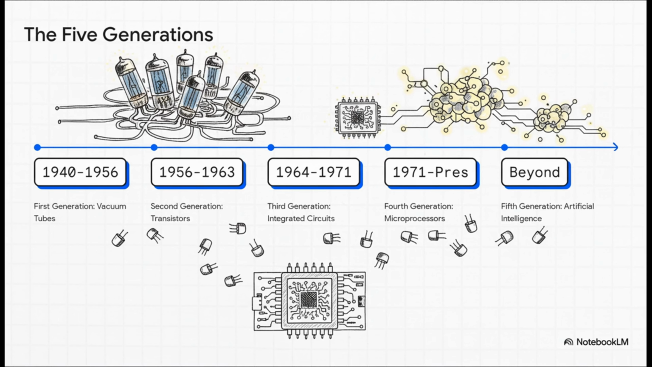So we start with these massive, clunky vacuum tubes. First generation. Then came the second generation with the transistor, a tiny little switch that let computers shrink down. Then, the third generation gave us the integrated circuit, which crammed hundreds of those transistors onto a single chip. Now we're talking desktop size. And finally, the fourth generation, the microprocessor, that put the entire CPU, the whole brain, on one tiny chip. And that's what brought the computer into our homes.